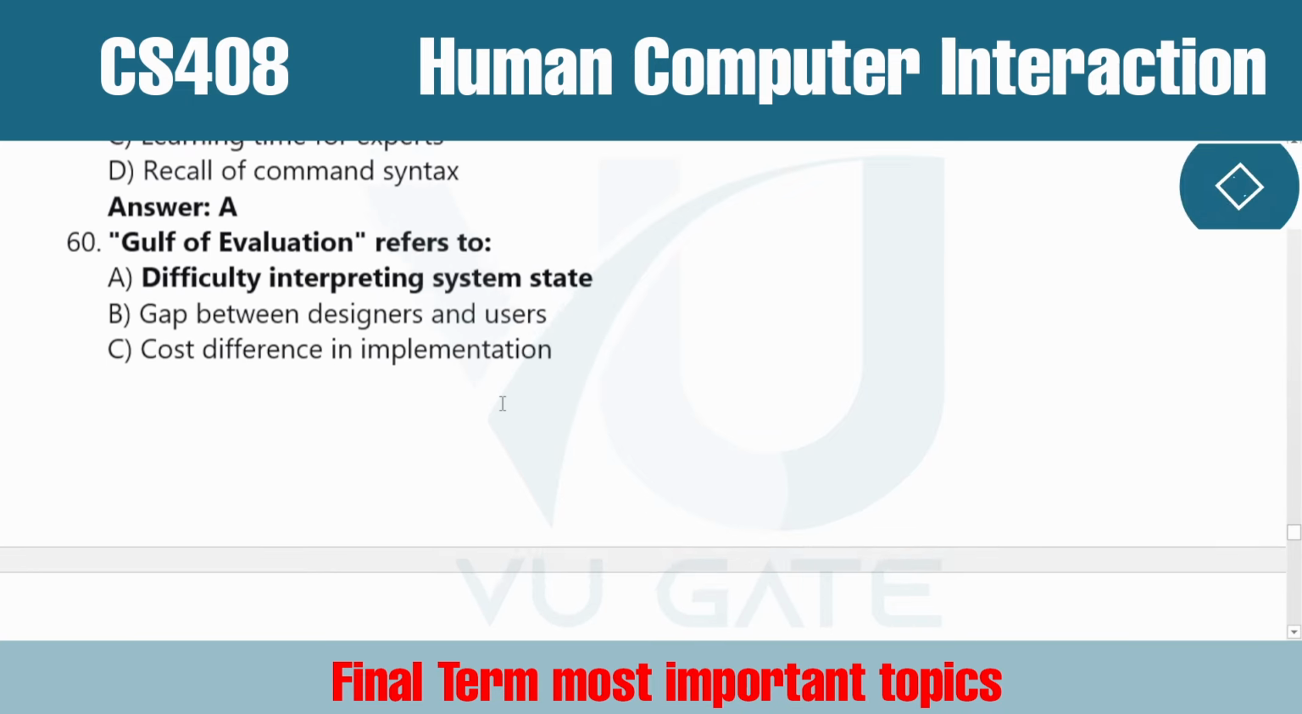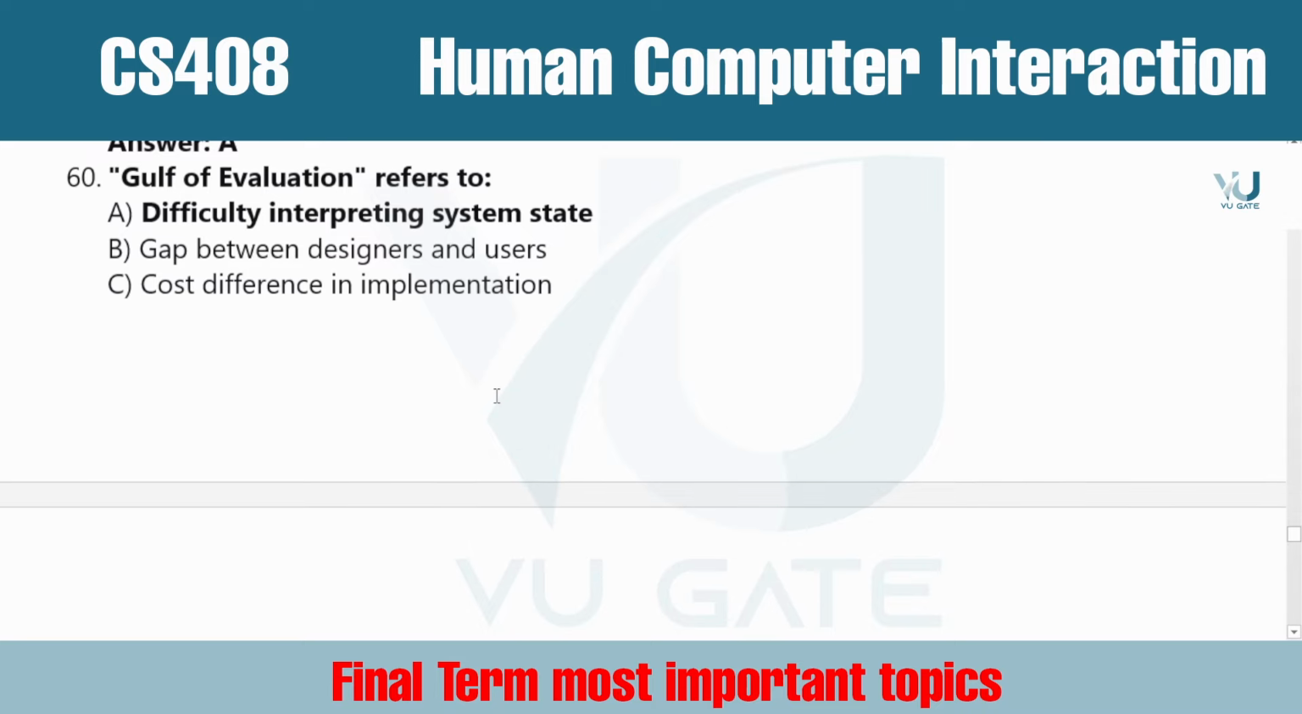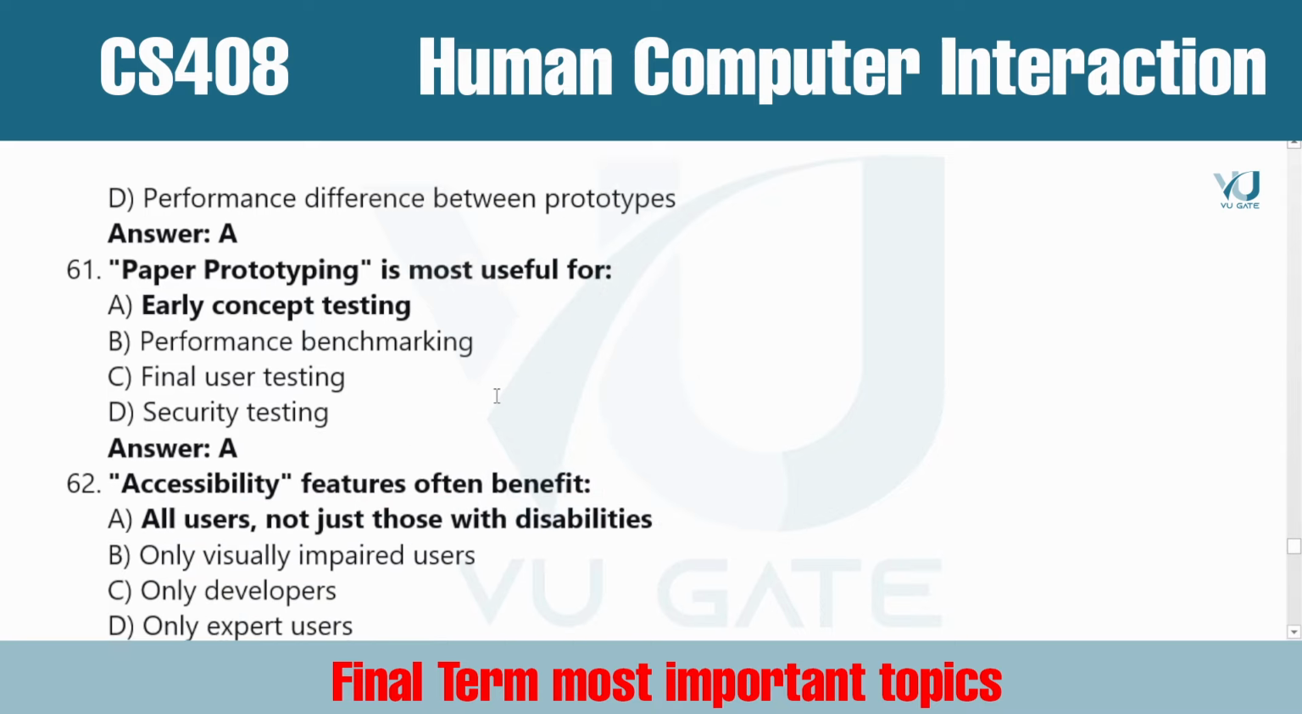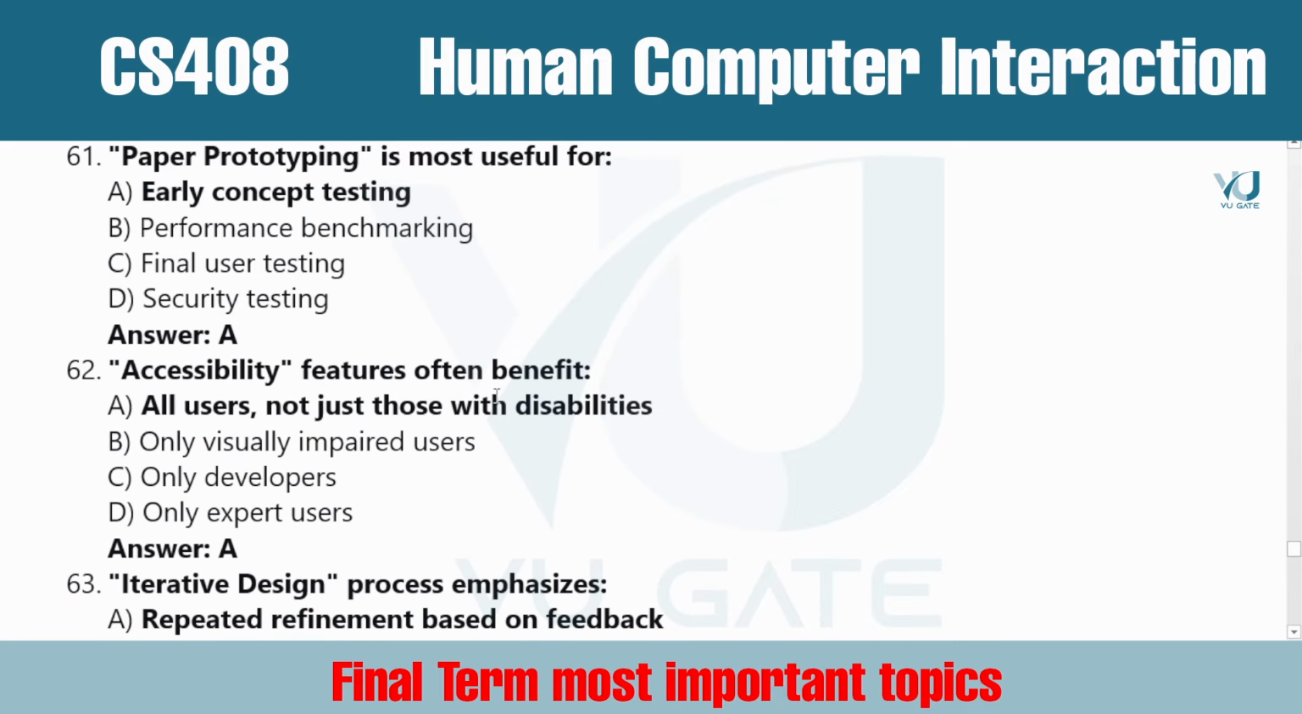Question 60. Gulf of evaluation refers to? The correct answer is option A, difficulty interpreting system state. Question 61. Paper prototyping is most useful for? The correct answer is option A, early concept testing.